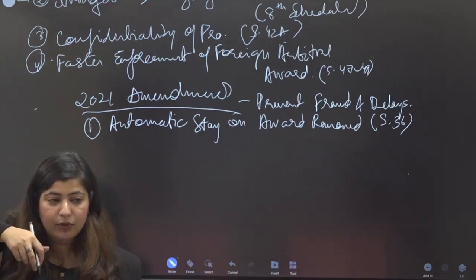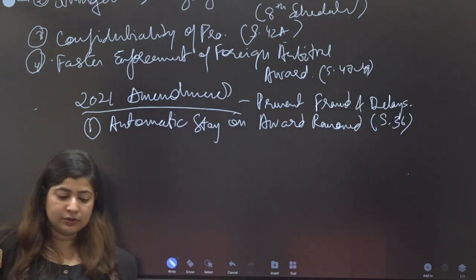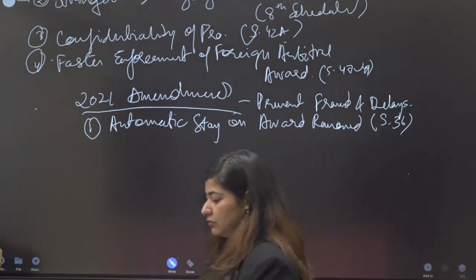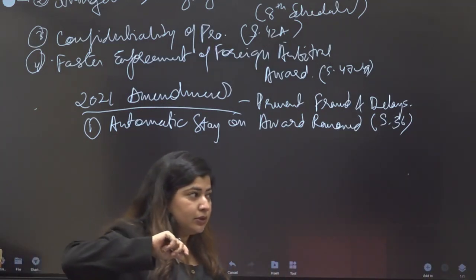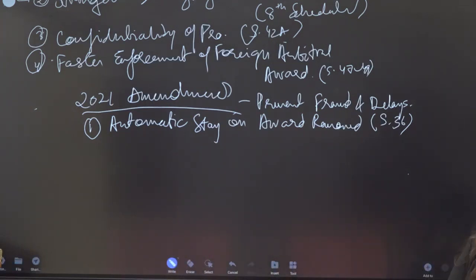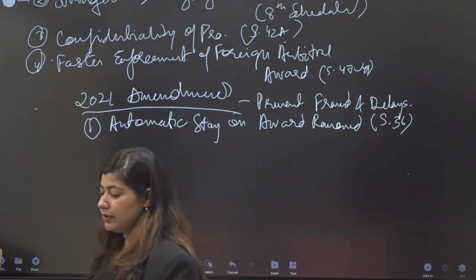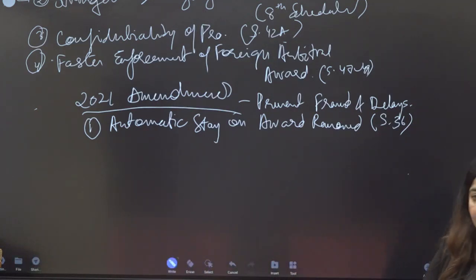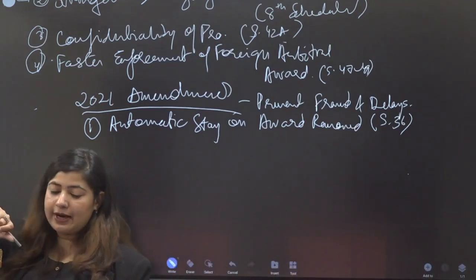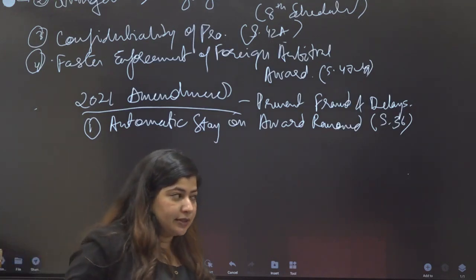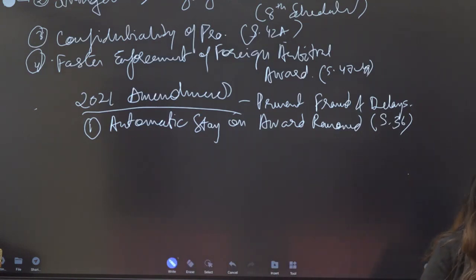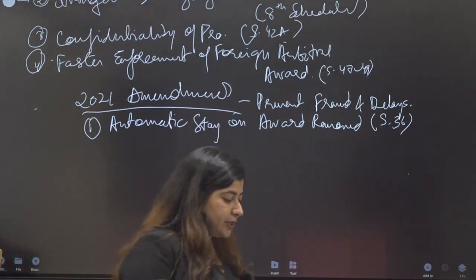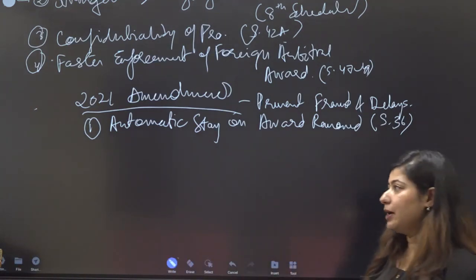Okay, so let's just write for this. Before 2021, if a party filed a challenge under section 34, the arbitral award was automatically stayed. After 2021, filing a challenge does not grant an automatic stay. Stay must be specifically granted by the court on justifiable grounds.